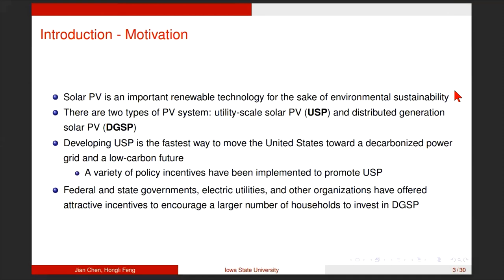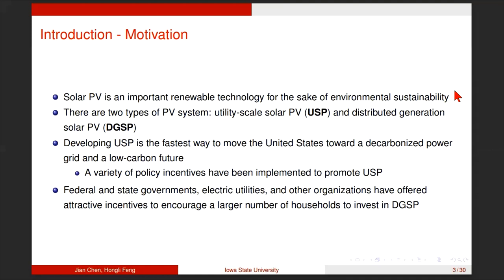So we know solar photovoltaic is an important renewable technology for the sake of environmental sustainability because it uses solar electric panels to directly convert solar irradiation into electricity while creating zero carbon emissions and air pollutants. And basically there are two types of PV systems: utility-scale solar PV, USP, and distributed generation solar PV, DGSP.